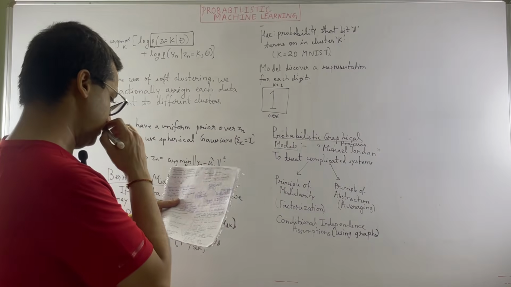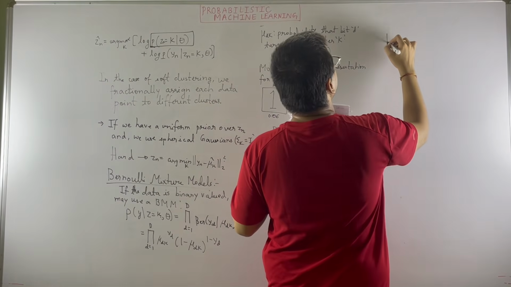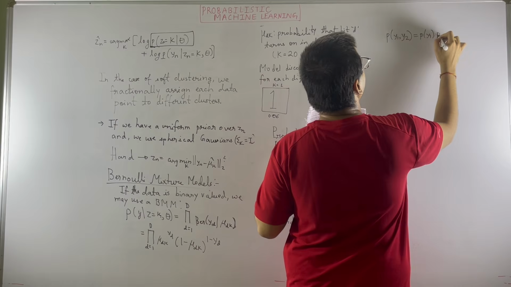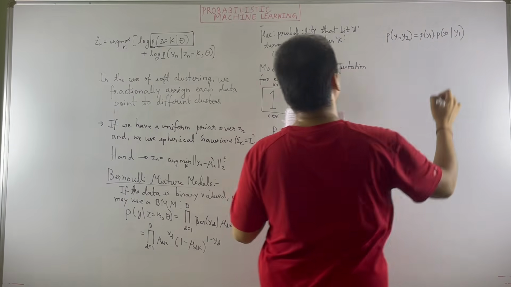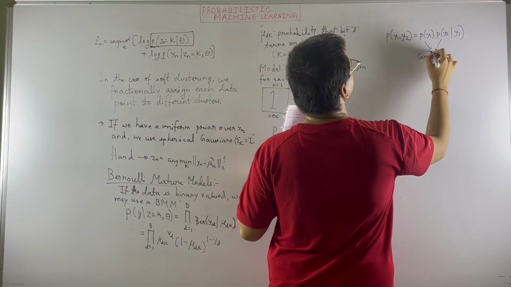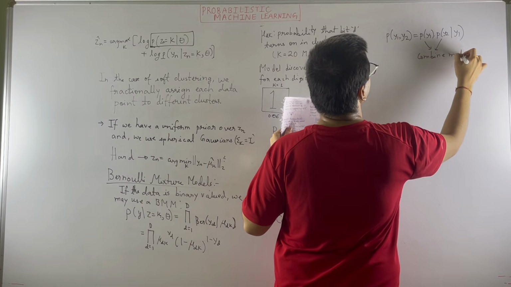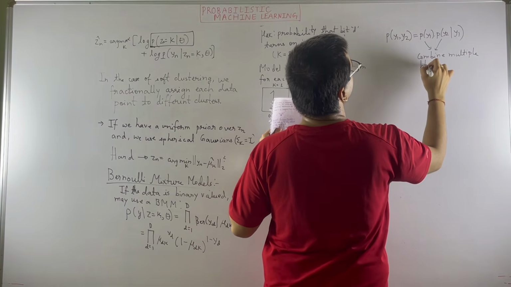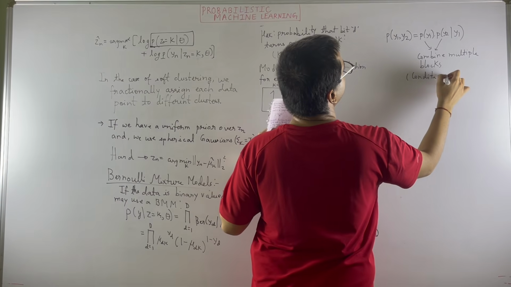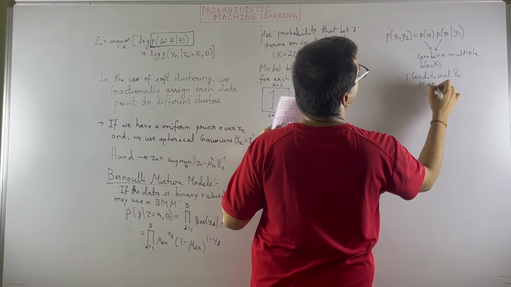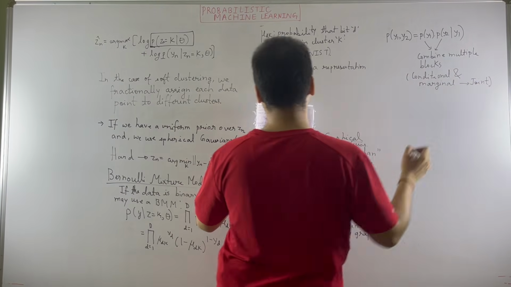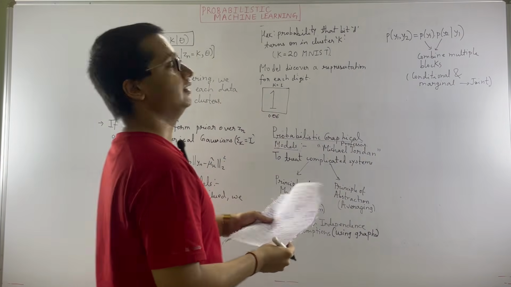Okay. So when I write P of y1, y2 is equal to P of y1 into P of y2 given y1, I am basically combining multiple blocks, the conditional and the marginal, to yield the joint, okay? All right. So the formal treatment now.